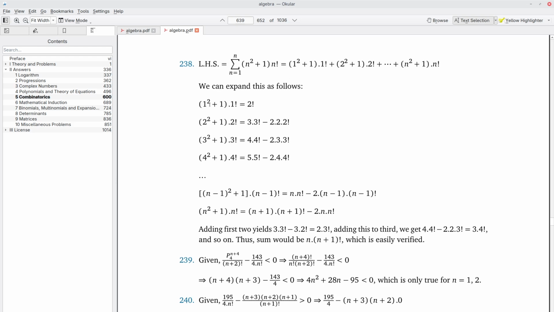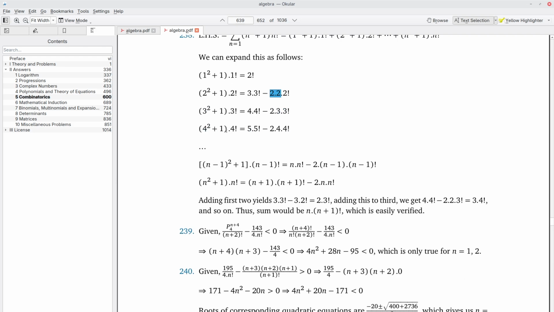Now if you look at 1 squared plus 1 into 1 factorial, that is 2 factorial. Now if you look at 2 squared plus 1 into 2 factorial, that is 3 into 3 factorial minus 2 into 2 factorial. So how did we get this? This is 4 plus 1, 5, and 2 factorial; if we take it out, this will become 9 and this will become 4. So 9 minus 4 is 5. And similarly 3 squared plus 1 into 3 factorial is 4 into 4 factorial minus 2 into 3 factorial, and so on.